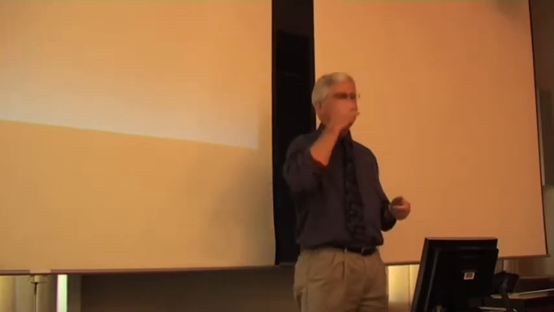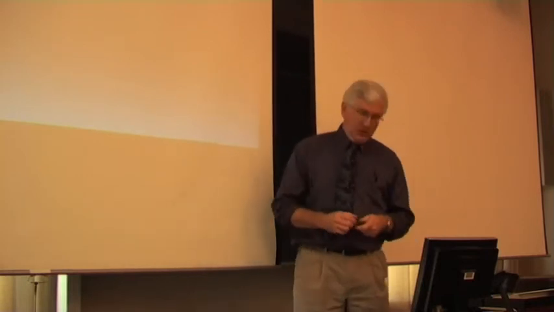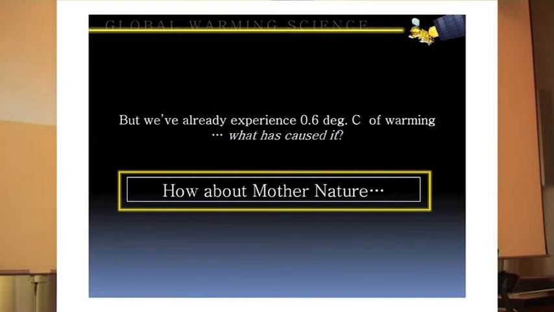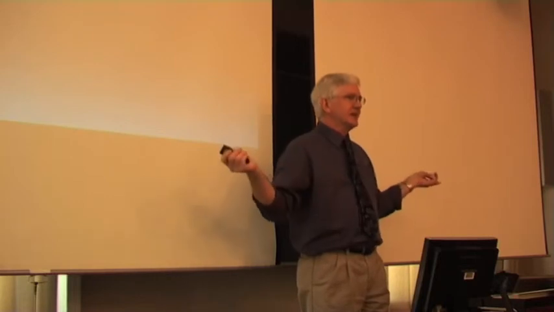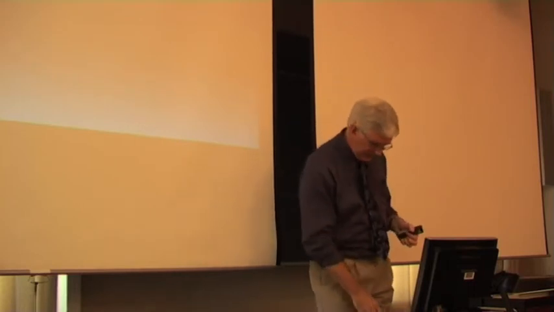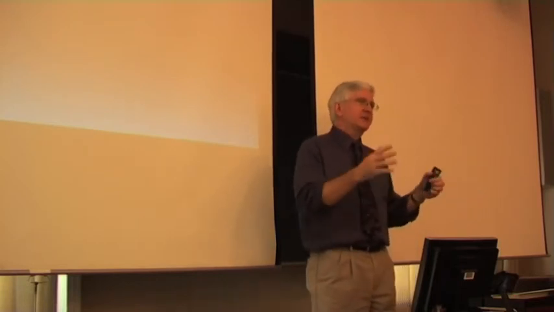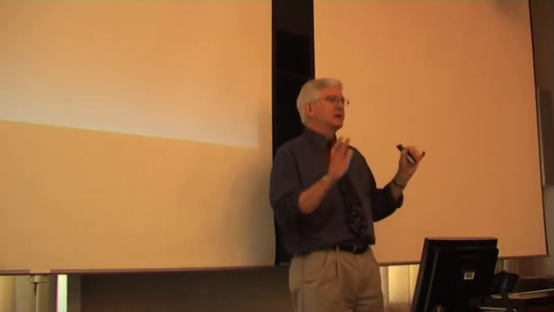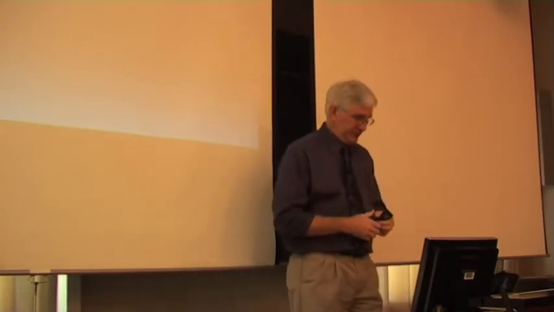Now, if I'm right, and we're only going to see 0.6 of a degree of global warming, or something like this, by the end of this century, what has caused the warming we've already seen? Because we've already seen at least 0.6 of a degree in the last century of global warming. What has caused it? Well, of course, there are theories about sunspots and things like that, and maybe that's part of what's going on. Could be. I'm not an expert in sunspots and solar variations.